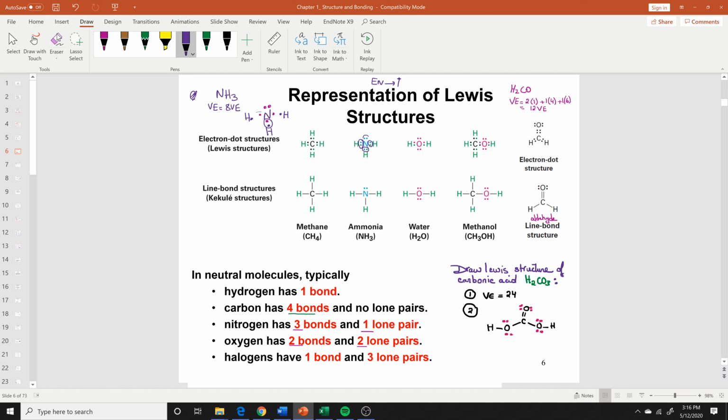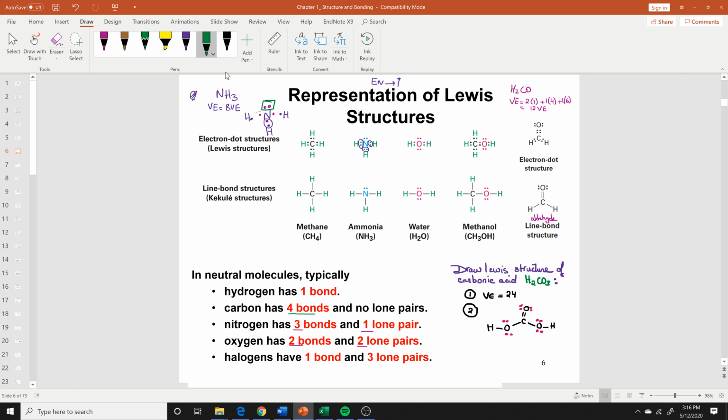Now what about these electrons in here? There are 2 lone pairs. These lone pairs, what are those? These are basically owned by the nitrogen. So these lone pairs in there, they are owned by the nitrogen. They are not shared. They are not shared by the hydrogens. We call them lone pairs.